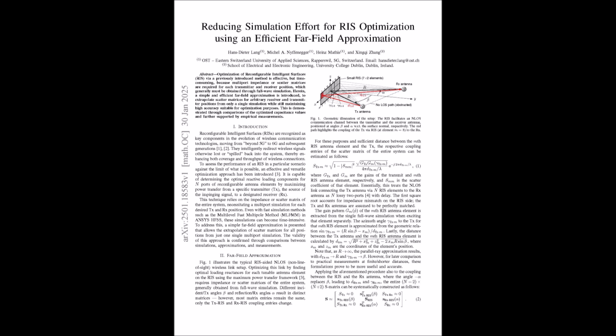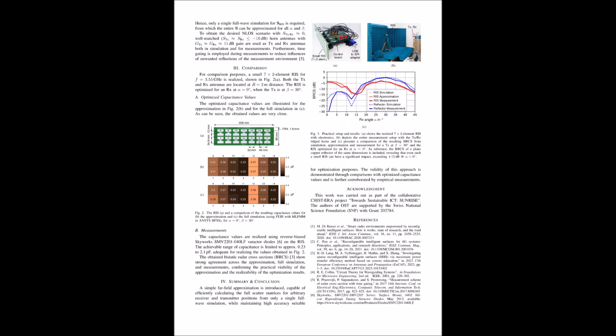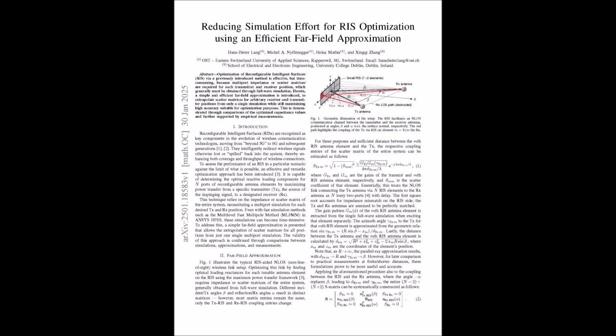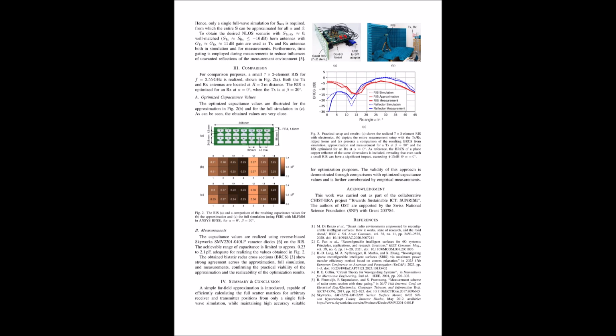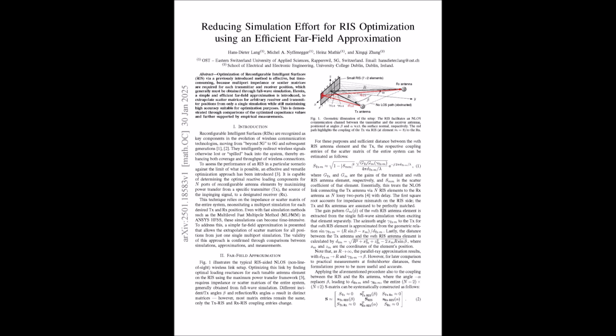Cool. What about the optimization itself? What were they actually trying to optimize? Well, they focused on one specific scenario. The receiver was right in front of the RIS at an angle of 0 degrees, and the transmitter was off at an angle of 30 degrees. Okay. And what were they trying to achieve in this scenario? They wanted to find the best capacitance values for each element in the RIS to make the signal at the receiver as strong as possible.